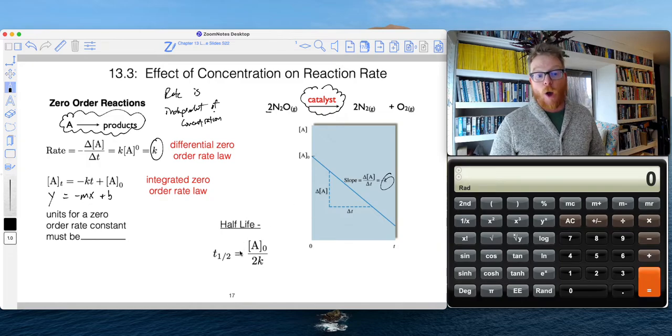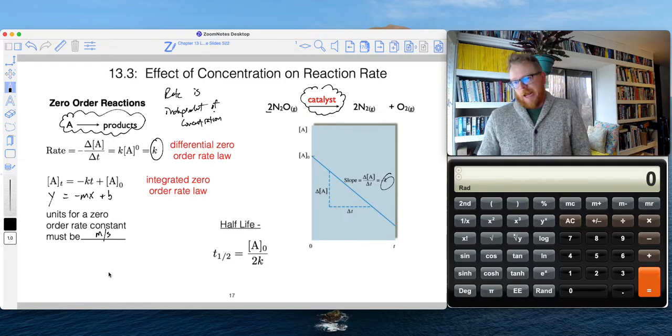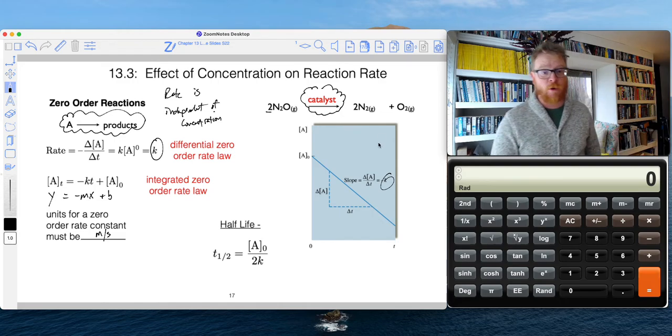Our half-life equation, we can write that down. That's going to be the initial concentration of A over 2 times the rate constant, which gives us the appropriate half-life. Also, the units for a zero order rate constant must be the same as rate, because in this rate law it's just saying rate equals K. So the rate constant units are molarity per second. And that's pretty much all I'm going to say about zero order reactions.